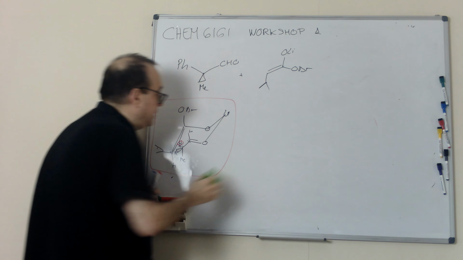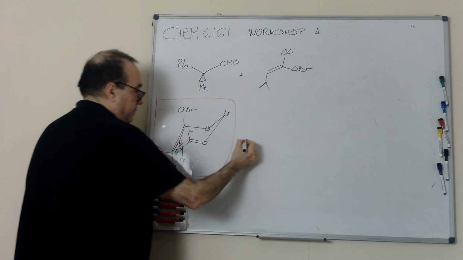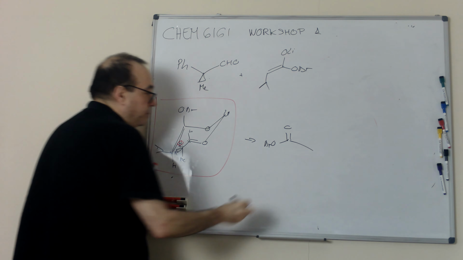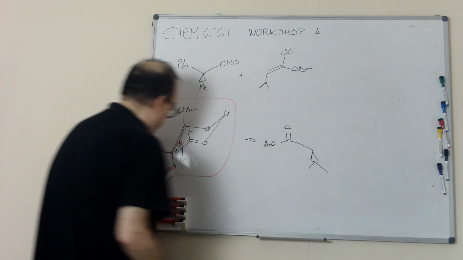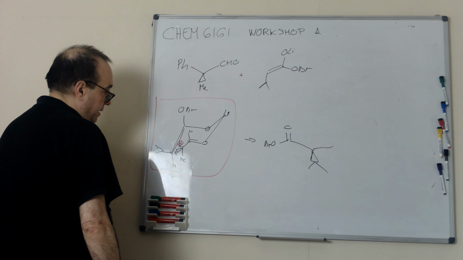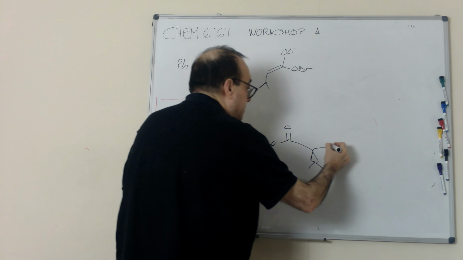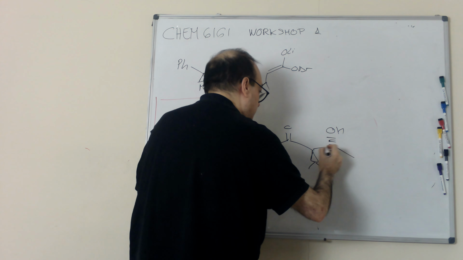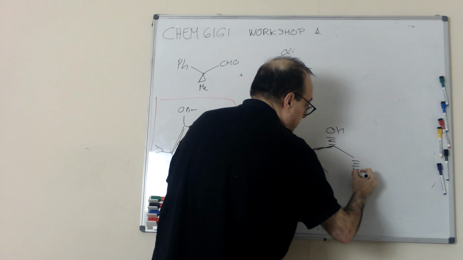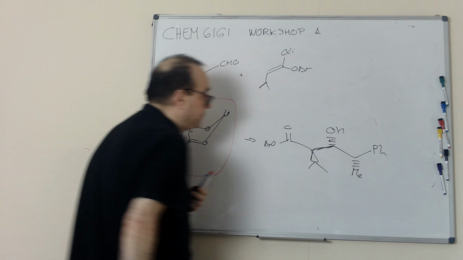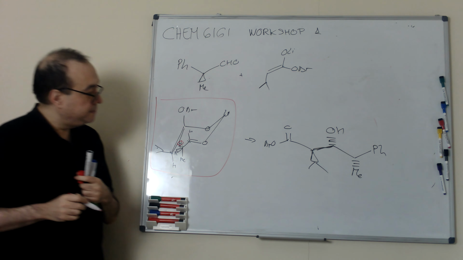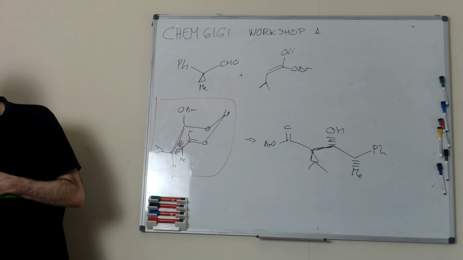I delete this, and then the only thing I need to do is to draw this. If I draw this, here the isopropyl is coming up. Okay, and then the OH is coming down, coming inside. Okay, and this chiral center will not change. And this is the final configuration. Okay?